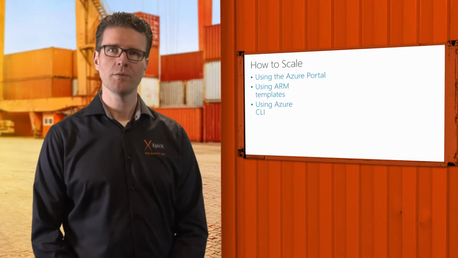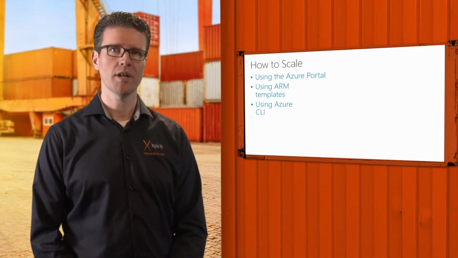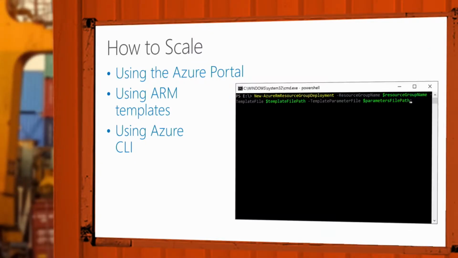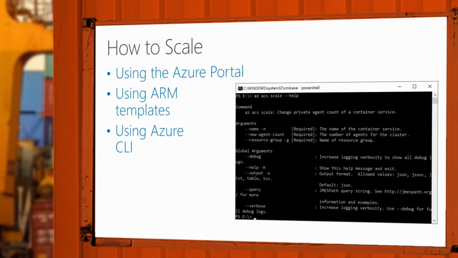There are three ways to increase the ACS agent pool size. One is by using the Azure portal, two is by using ARM templates, and three is using the Azure CLI.